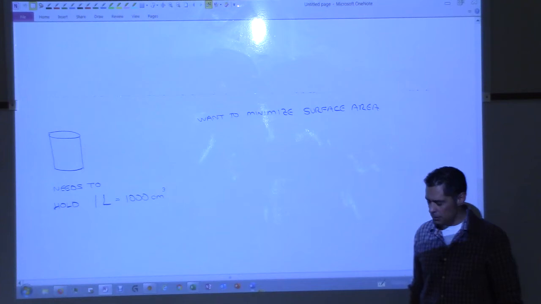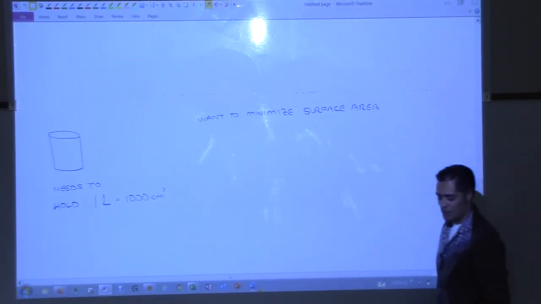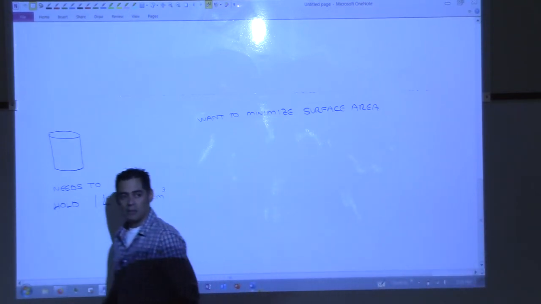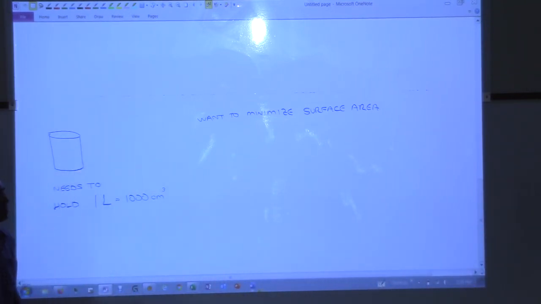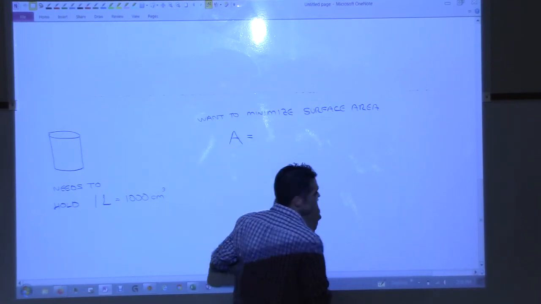Al, what do we need to do? We want to minimize surface area, so we need to come up with an objective function, right? So what is the thing we're trying to minimize? Surface area. So we need something that gives us the surface area of a can, right?